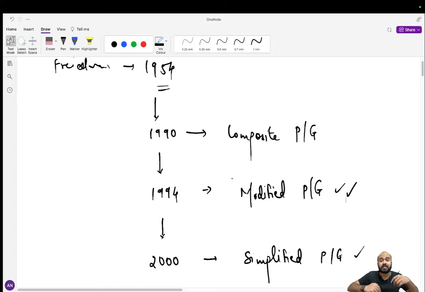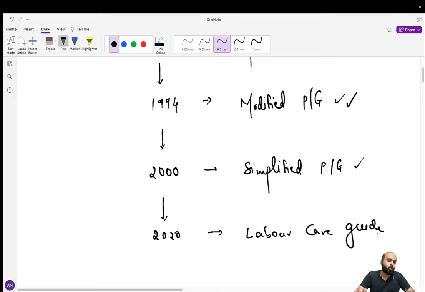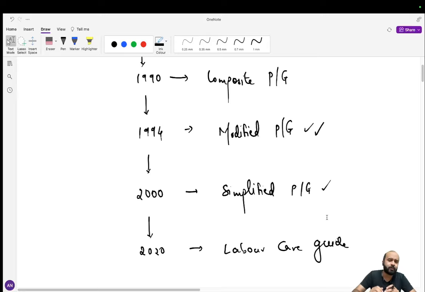But as the understanding of labor improved, 20 years later, that is in the year 2020, the WHO released the Labor Care Guide. The Labor Care Guide was a completely upgraded version of partograph, which is the most recent update. Unfortunately, it is a very good thing, but is still not being implemented by a lot of people. We are going to be talking about each and every single modification and each and every single partograph, but these are the four partographs as you can see.